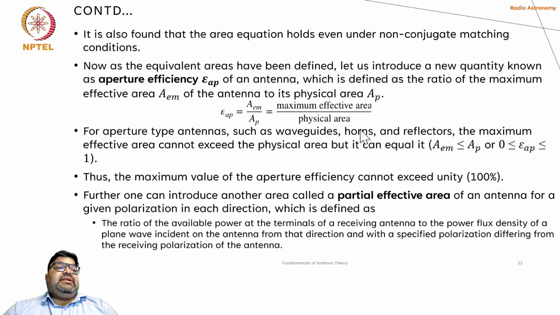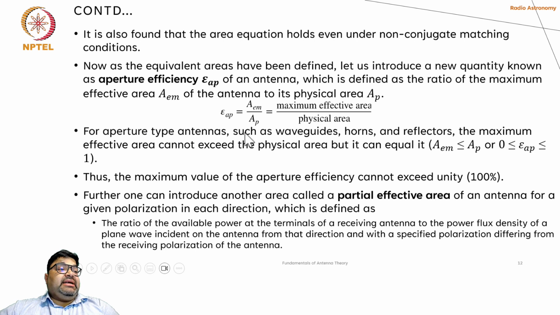And electromagnetically, that doesn't really matter. What matters is that maximum effective area. So this ratio gives you an efficiency of the aperture, which is radiating or receiving.